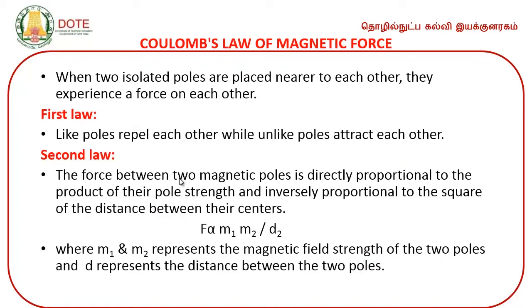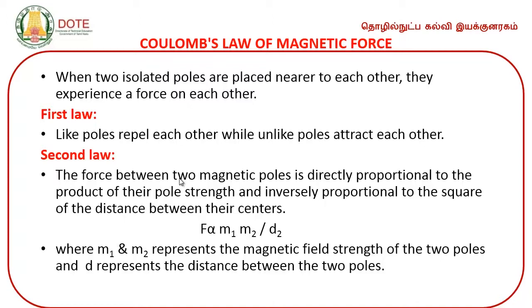Then we come to Coulomb's law of magnetic force. When two isolated poles are placed near each other, they experience a force on each other. The first law states that like poles repel each other while unlike poles attract each other. Coulomb's second law states that the force between two magnetic poles is directly proportional to the product of their pole strengths and inversely proportional to the square of the distance between their centers.